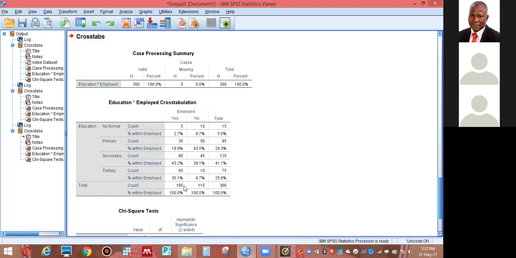Okay, I wanted to ask a question. Okay, go on. So basically, what we are saying is that for that particular table, the question we are asking is, among those without formal education, how many are employed? Yes. Rather than saying, among those who are employed, how many have no formal education? Exactly. That's the way to interpret it. You interpret along the exposure.